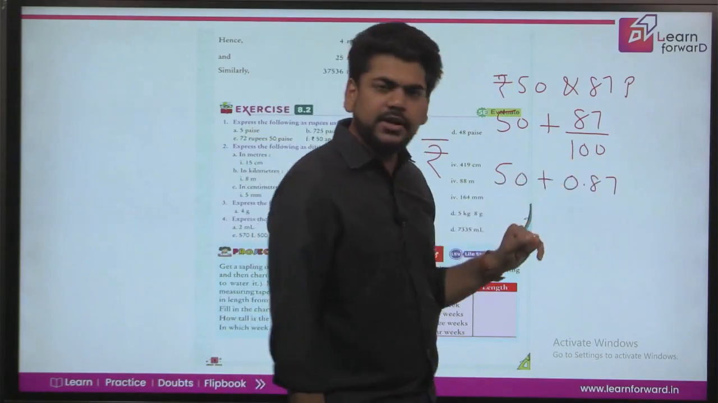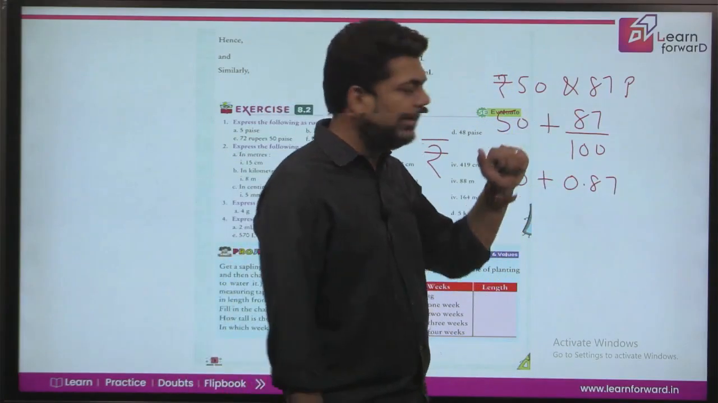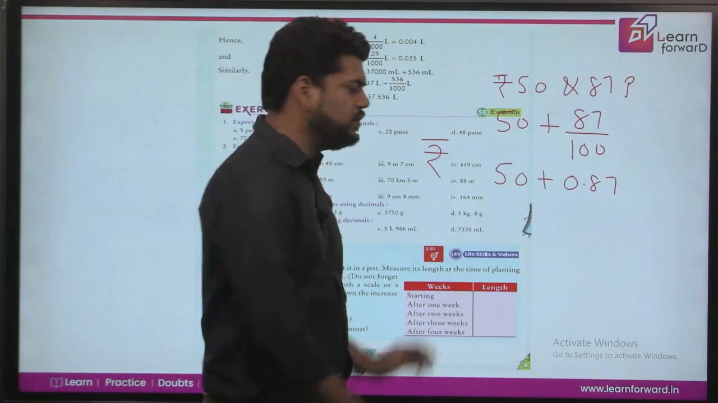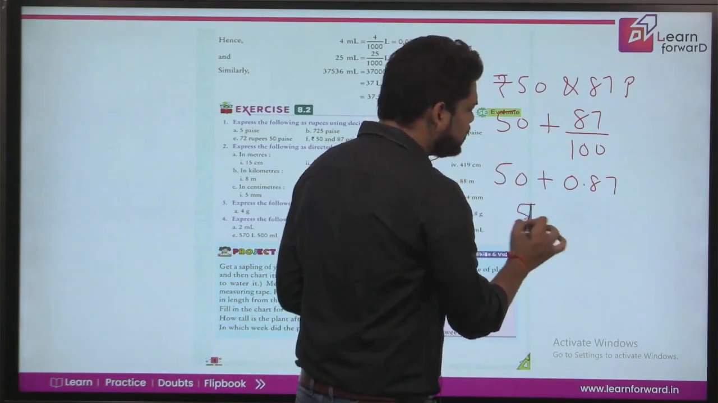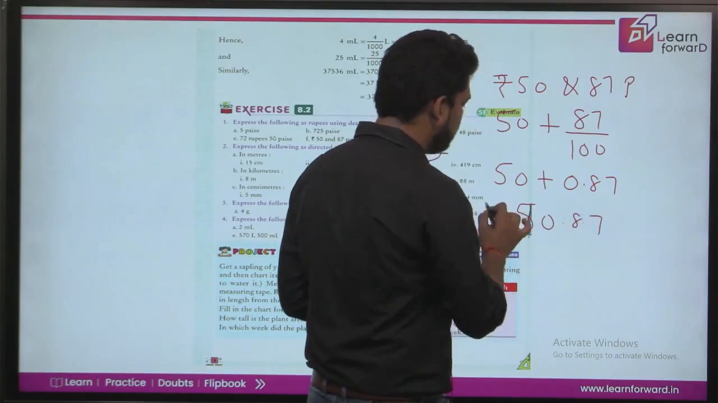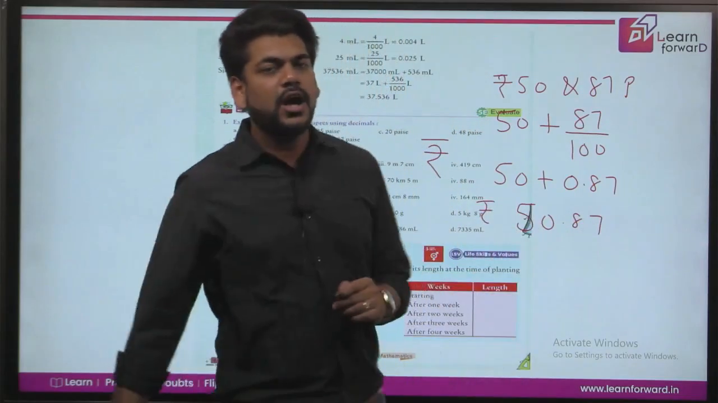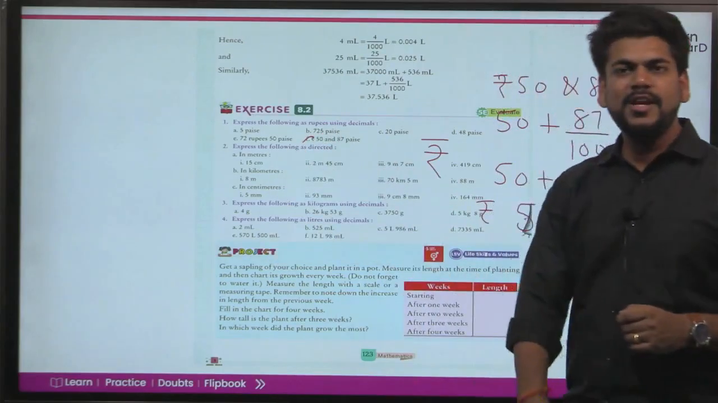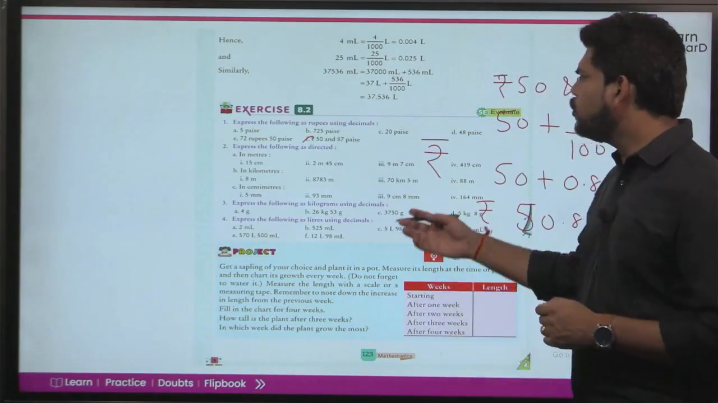Two numbers are there in the denominator, two zeros. So the answer is 0.87. When we add them, the answer is 50.87 rupees. So this is the amount of rupees we have in part F. I hope this is clear to you. Now further questions are quite easy.